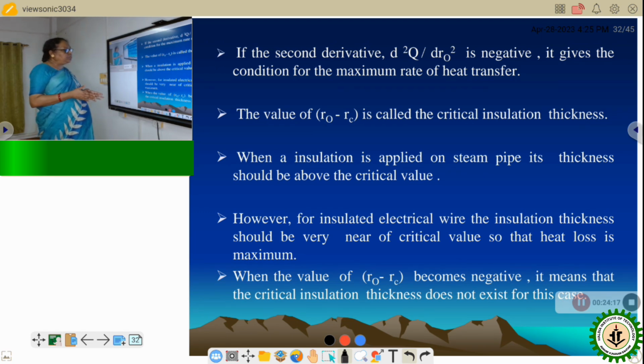So when the value of Ro minus Rc becomes negative, it means that the critical insulation thickness does not exist for this.